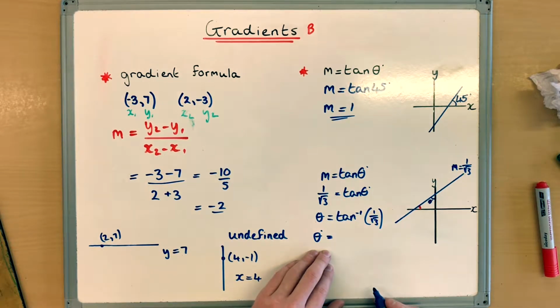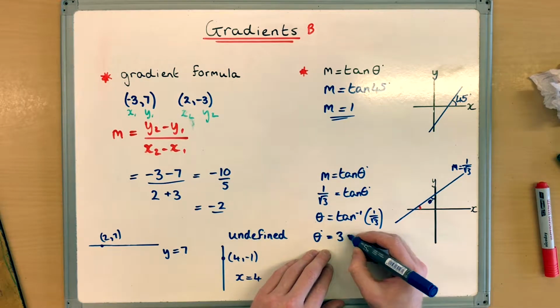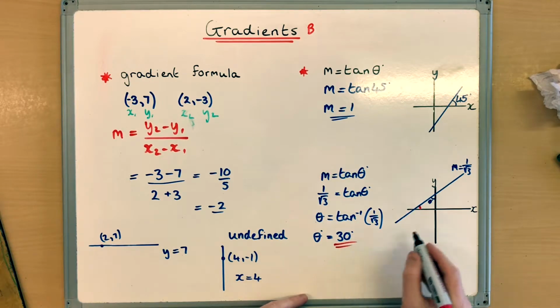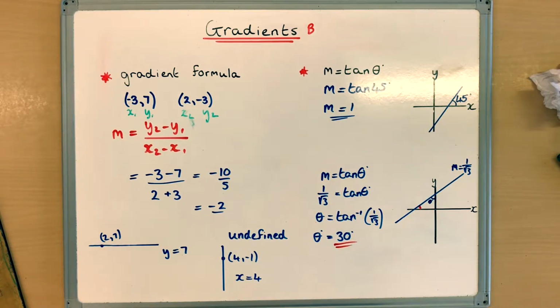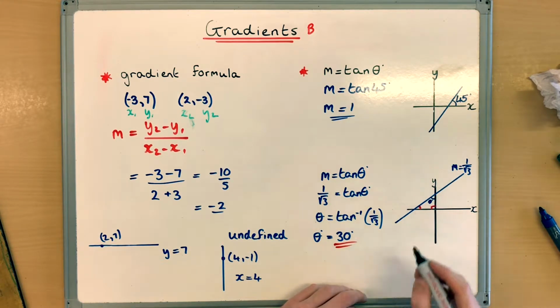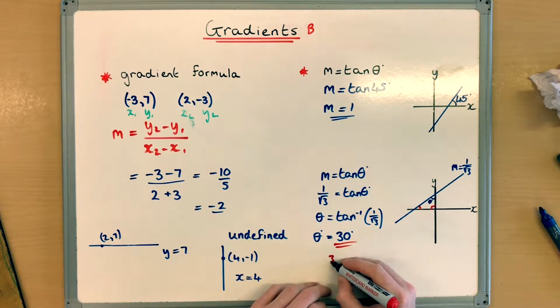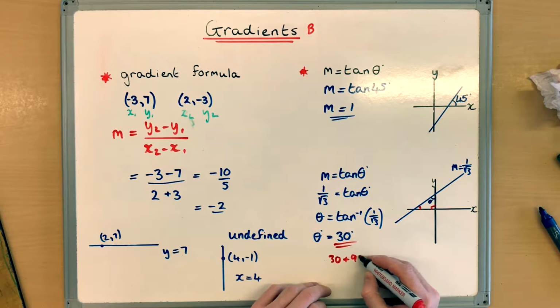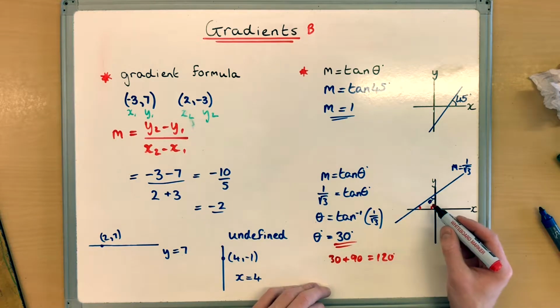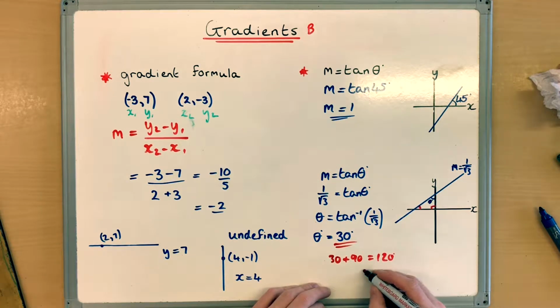And I get the answer that the angle is 30 degrees. However, just bear in mind that what I've worked out is this one here. So I'm going to need to do an extra step to work this out here. Well, here I've got a right angle. Here I've got 30 degrees. So far I've got 30 plus 90, I've got 120 degrees. And the degrees in a triangle total 180 degrees. So this missing one must be 60 degrees.